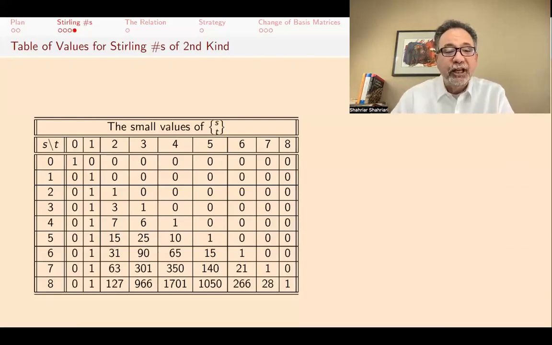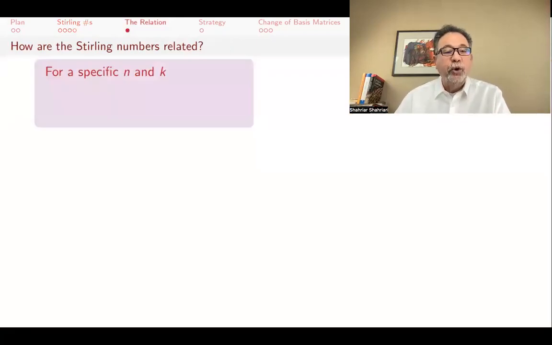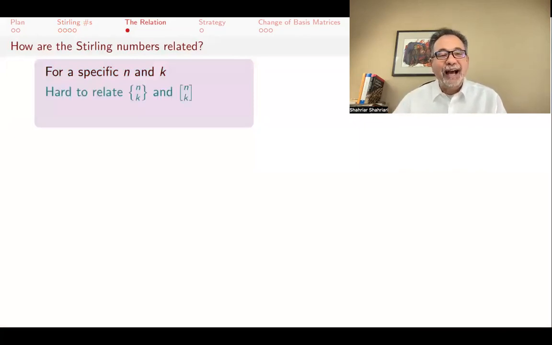Using that recurrence relation, you can find a table of values for these Stirling numbers of the second kind, and you can go as far as you want with them. Okay, now how are they related? If you pick a specific n and k and ask how are these two numbers related, how many ways can I put n things into k piles, or put n things into k piles and then put each pile into a circle or permutation, it's really hard to say what that relationship is.